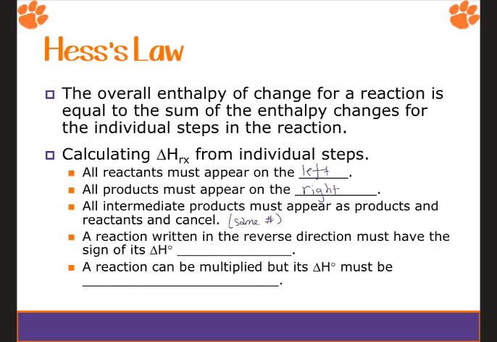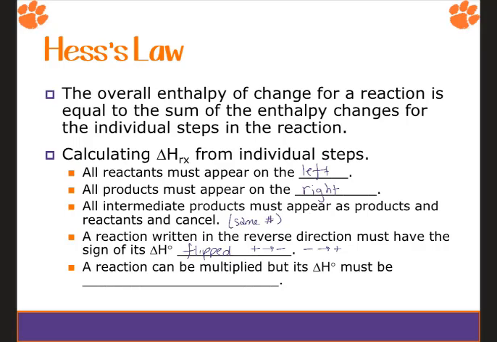In that first example, it worked out perfectly, but we all know in this class, not everything works out perfectly. So sometimes you might need a compound to be on the product side, but it's actually on the reactant side in your step reactions. What you can do there is just flip the reaction, and what was on the left goes on the right, what was on the right goes on the left. So if you need to write the reaction in the reverse direction, you have to flip the sign of the delta H. That means if it was positive, it would be negative. If it was negative, it would then be positive. The number stays the same, right? But the sign changes.